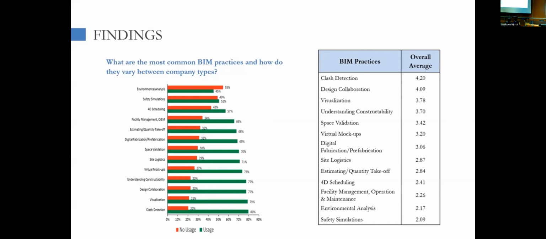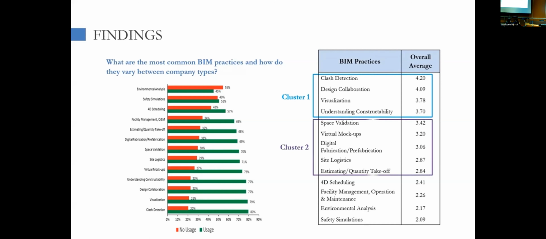So upon performing cluster analysis, we can see that the highest cluster, which shows the most used practices for BIM, were concurrent with the figure that we've seen, which is clash detection, design collaboration, visualization, understanding constructability. Cluster 2 was space validation, virtual mockups, digital fabrication, site logistics, and estimating or quantity takeoff. And finally, cluster 3, which shows the lowest level of usage of BIM. It was for 4D scheduling, facility management, environmental analysis, and safety simulations.